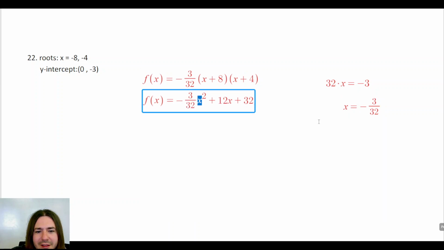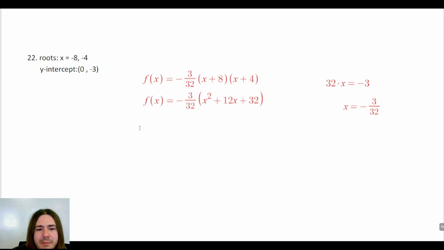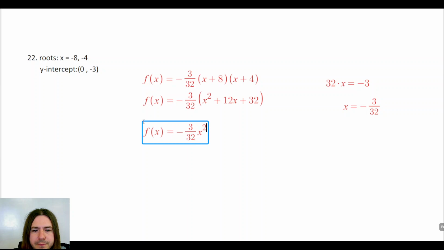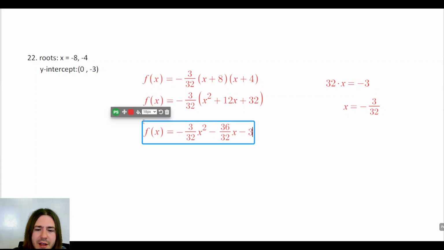So we'll just multiply our entire function by that number, and hopefully that will fix our problem here of the y-intercept not being correct. So we get -3 over 32 x squared plus, minus 12 times 3 would be 36 over 32. I'll come back and reduce that in a minute. And then -3, so that'll work out.